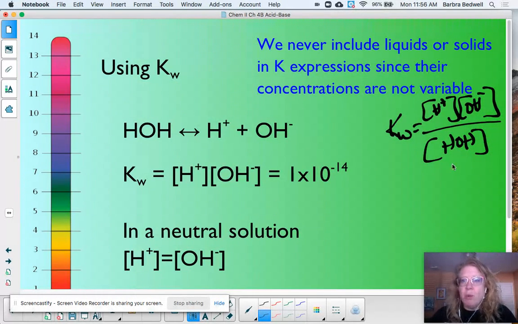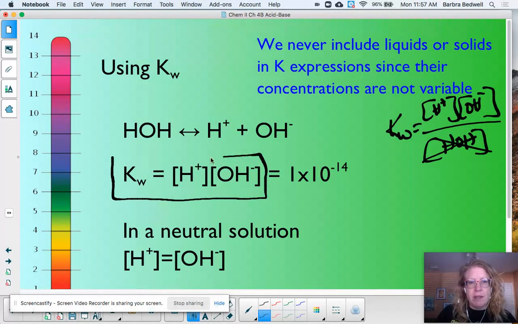Well, the concentration of water, this is a liquid. The concentration of pure water is basically equal to 1, and so this ends up going away. It's just not in that kW expression, that self-ionization constant. So what we get is this right here. There's our equilibrium expression for what water does when it self-ionizes.